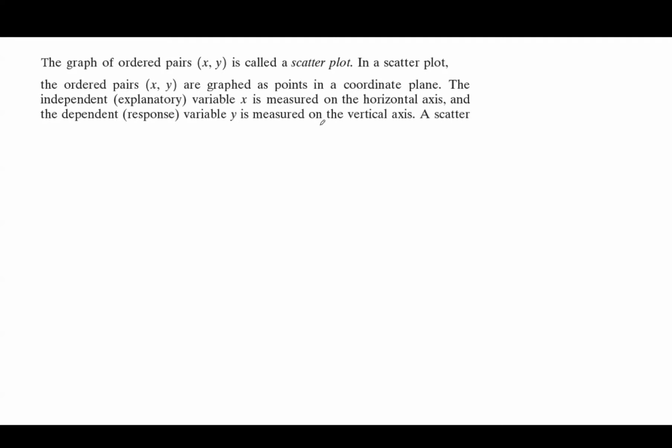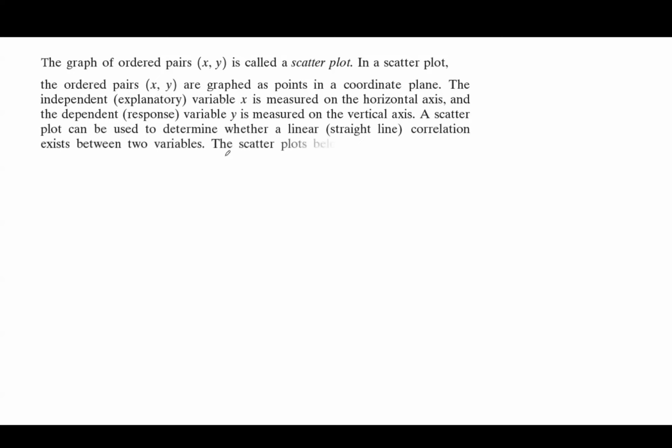When it comes to the stock market, we use time series analysis. For time series analysis, on the horizontal line, you have t, time. On the vertical line, you have the stock price. That's a different story. Here we are basically just working with simple relations between variables. A scatter plot can be used to determine if a linear or straight line correlation exists between two variables. The scatter plots below show several types of relation between two variables.